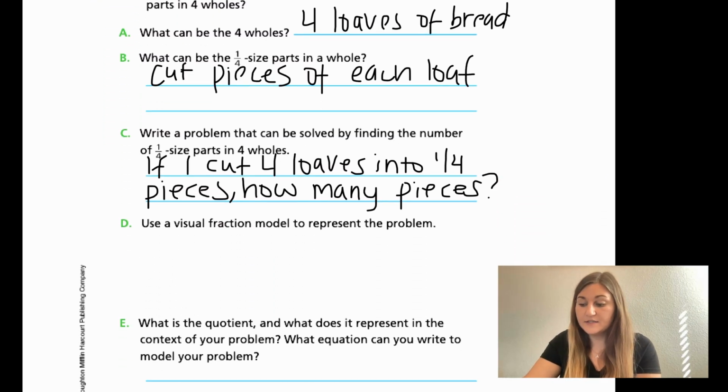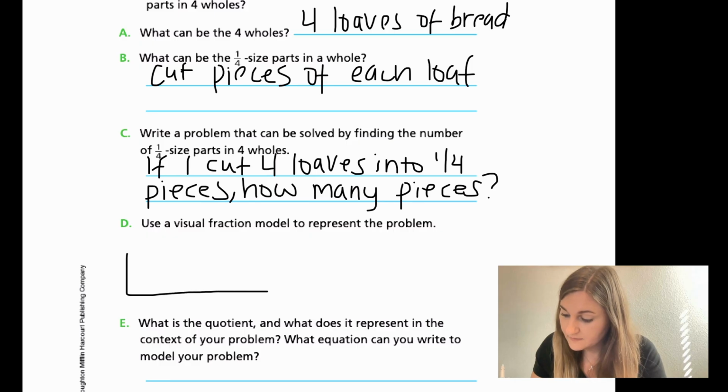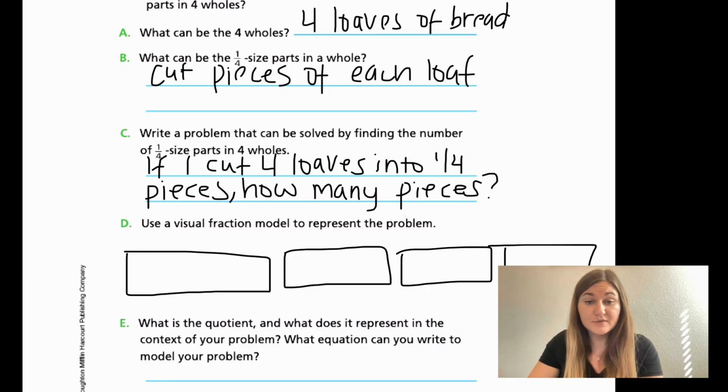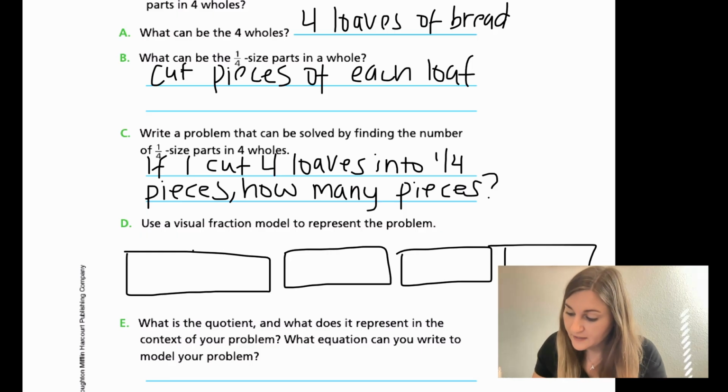All right, then for D, it says use a visual fraction model to represent the problem. So remember for our dividend, that's our total that we started out, we had 4 loaves, or whatever you decided to do. I'm just going to write 4 wholes, and I always like to use rectangles. It just makes more sense to my brain. If you want to use circles, please feel free to use circles. So what I did is I made my 4 loaves of bread. There are my 4 loaves of bread, and then I'm just going to cut them into 4 pieces. So if I cut this loaf in half, and then I cut that half in half, I would have 4 pieces per loaf.